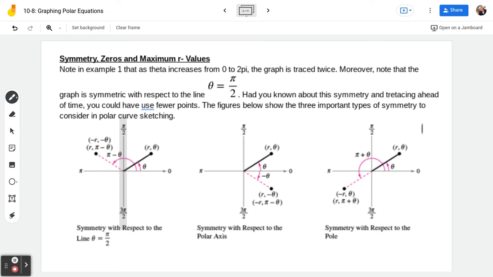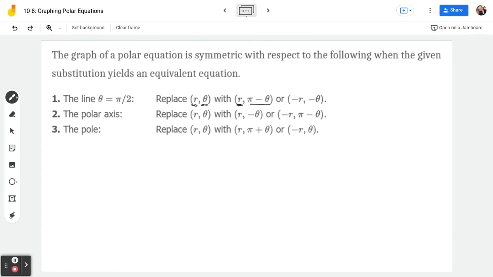Another type of symmetry is if it's symmetric with respect to the polar axis, which is kind of like the x-axis. And the last one you're not going to see so much is symmetry with respect to the pole, which is kind of like symmetry with respect to the origin. So taking a look here, there's just some basic information regarding symmetry of polar functions. Okay, so let's go ahead and talk more about this.